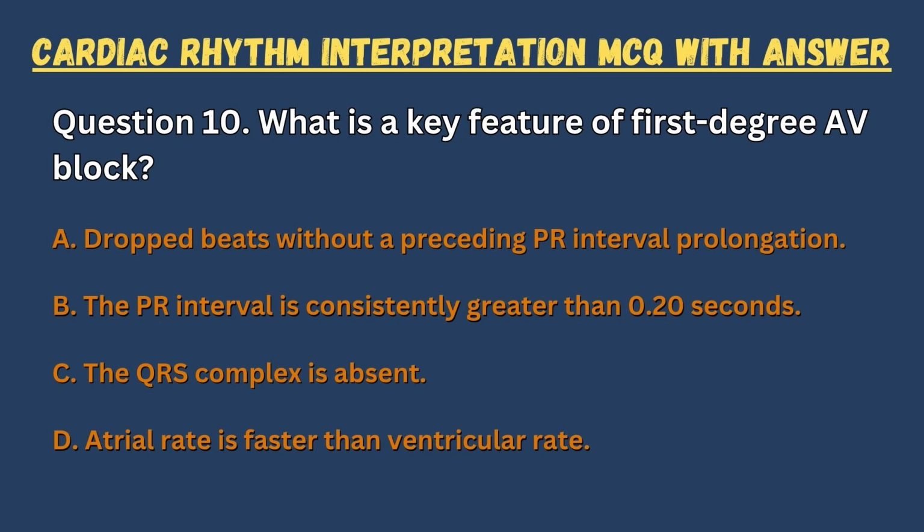Question 10. What is a key feature of first-degree AV block? A. Dropped beats without a preceding PR interval prolongation. B. The PR interval is consistently greater than 0.20 seconds. C. The QRS complex is absent. D. Atrial rate is faster than ventricular rate.